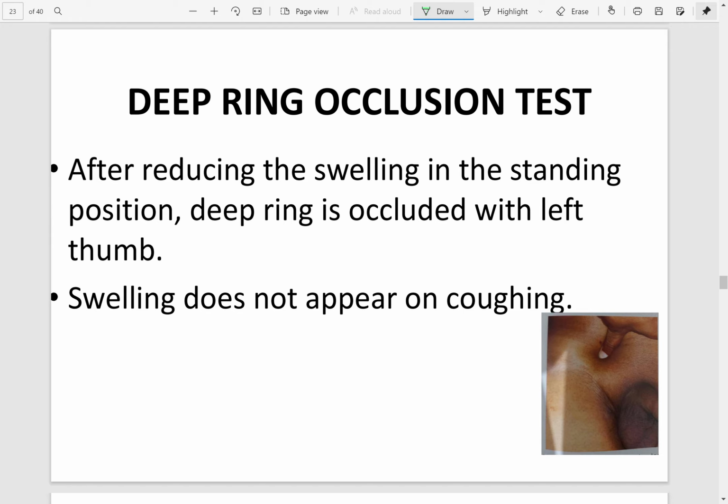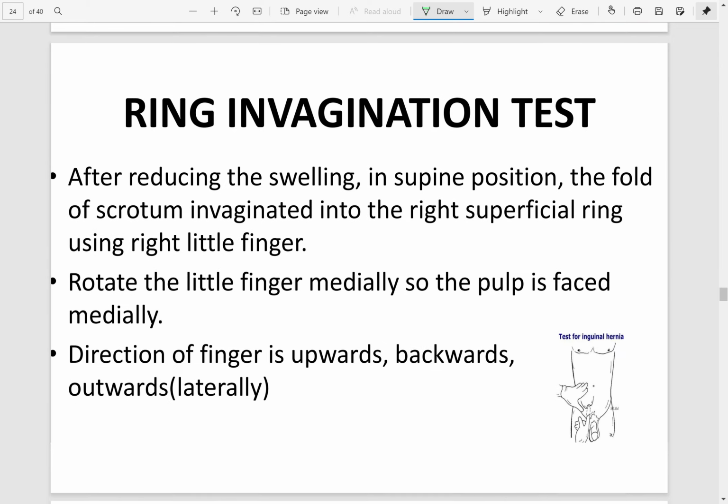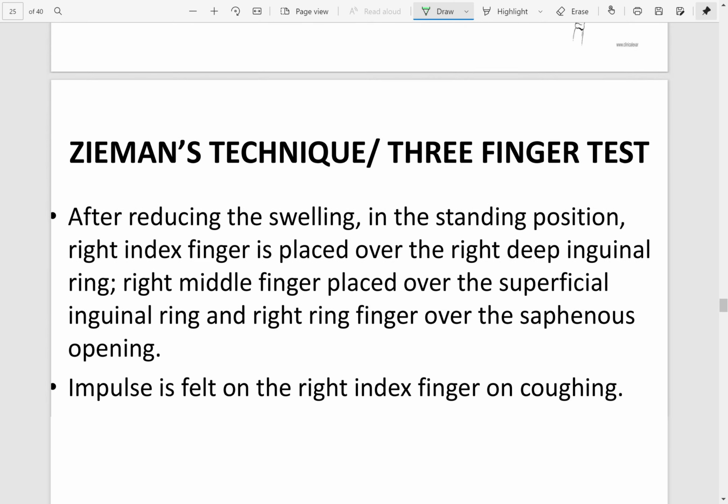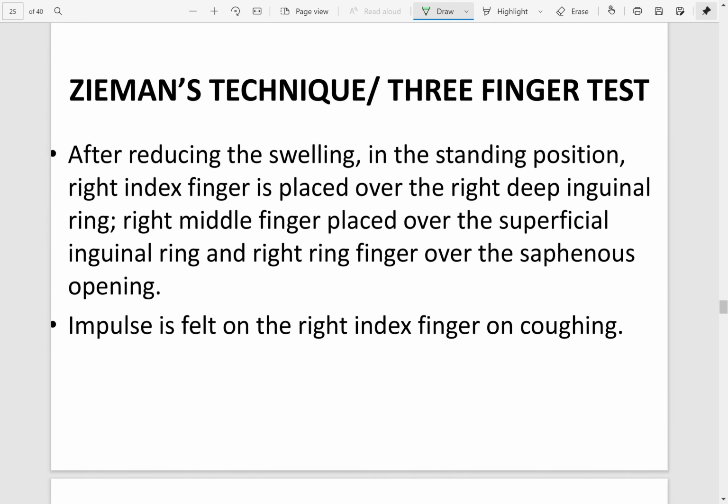In some cases this might become a false positive. In fat people, where the deep ring itself is very big, however much pressure you give, it won't be fully occluded. So in those cases it's a false positive. The other two tests which you need to do are the ring invagination test and Zieman's test. These are accessory tests which will help you differentiate between the different types of hernia, either femoral, indirect or direct.